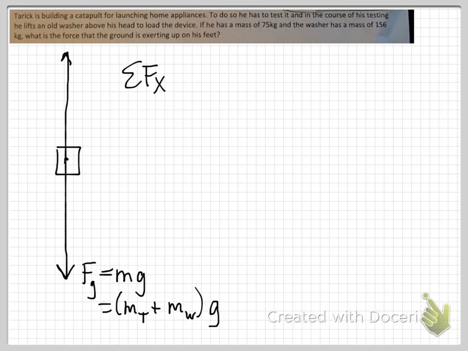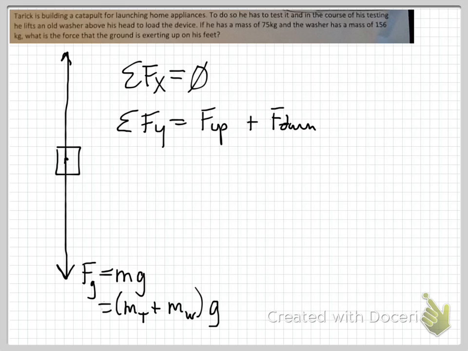So just for sake of form, we'll say sum of forces on the x's equals 0, and we're not aware of any forces on the x, so we're going to move on from there. Now what we're really after is the sum of forces on the y. And we know conceptually that this has to be the force up plus the force down. So with that, we know that the only force acting up on him is the normal force, and the only force acting down on him is the force of gravity. And we know that since he's not rising up into the air or sinking spontaneously down into the ground, the sum of these two forces is 0.